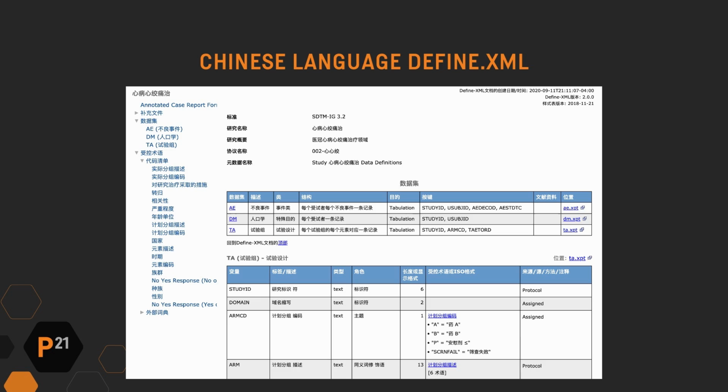And this is a screenshot of what your defined.xml will look like once you apply our new Chinese language style sheet. As you can see, the menu, the slide information, the top, as well as the column headers are all now translated into Chinese. So please use it with your defined.xmls for your next NPA submission.